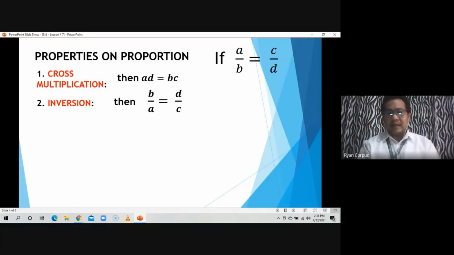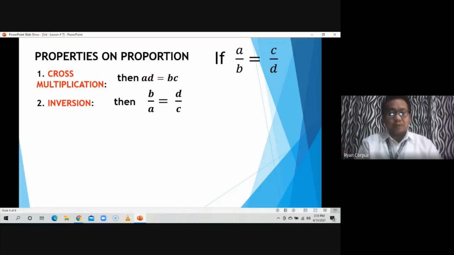Ang nangyari, pinagpalit lang natin yung position ng numerator and denominator. Then, even if we do that, still the two ratios are equal. So they are still said to be a proportion. Diba sinabi nga natin kanina, pag sinabing proportion, yung dalawang ratios na given should be equal for them to say that the given proportion is really a proportion.